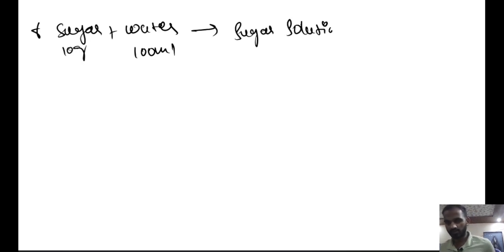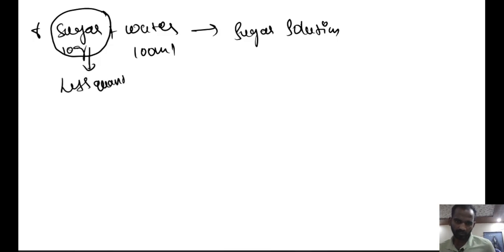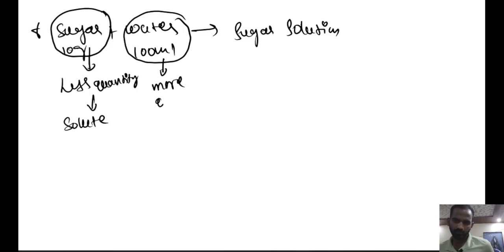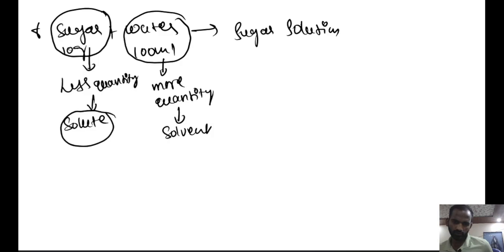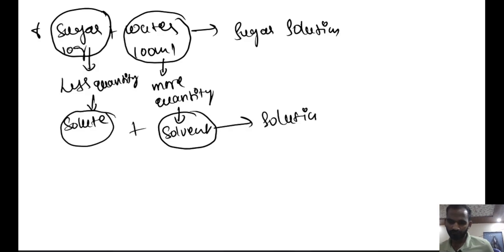Now we can say that the sugar I am taking is in less quantity, so of course we will consider it as the solute. And the water I am involving here is in more quantity, so of course it is the solvent. So solute plus solvent will give us the solution. This is what is called a solution. These two components, solute and solvent, are involved in a solution.